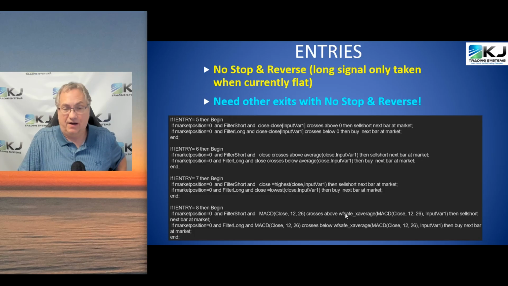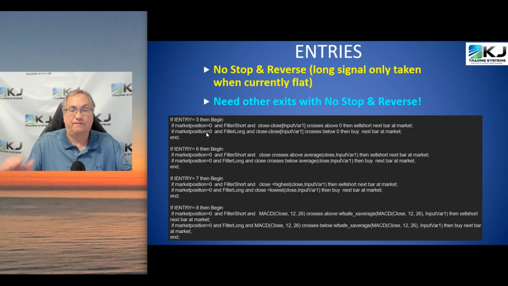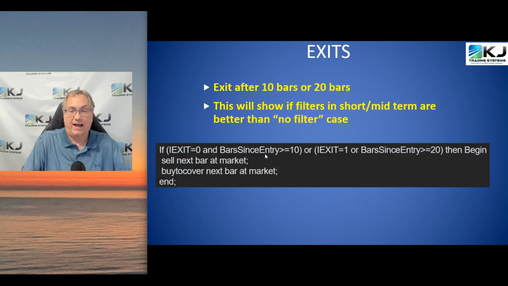And I did the opposite of them. You can see instead of the momentum being up being a buy signal, it's a sell short signal. But in all cases, you see this market position equals 0. What that means is it wants a flat position before taking a new trade. So you've got to have some exits to accommodate that. And then, and I'll talk about this later, there's this filter short and filter long. It's a true-false statement, and that helps if you have a filter active.